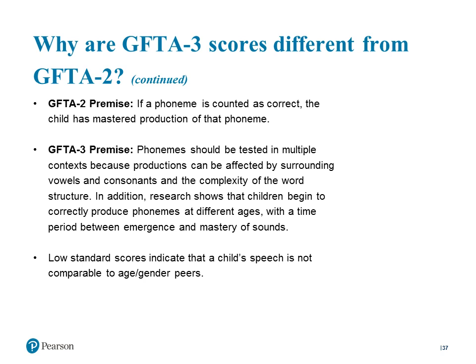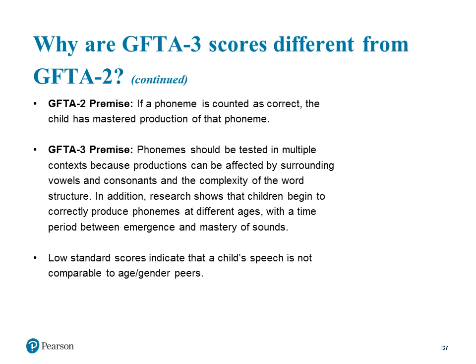In addition, research has shown us that children begin to correctly produce phonemes at different ages, with a time period between emergence and mastery of sounds. So what we're saying is a child doesn't usually not say R and then wake up one day and say every single R correctly. Rather, our data show that children as young as 2.5 start playing around with R and can get some R productions right. And as they practice more and more, by the time they reach 7 or 8 years old, they're going to master R.